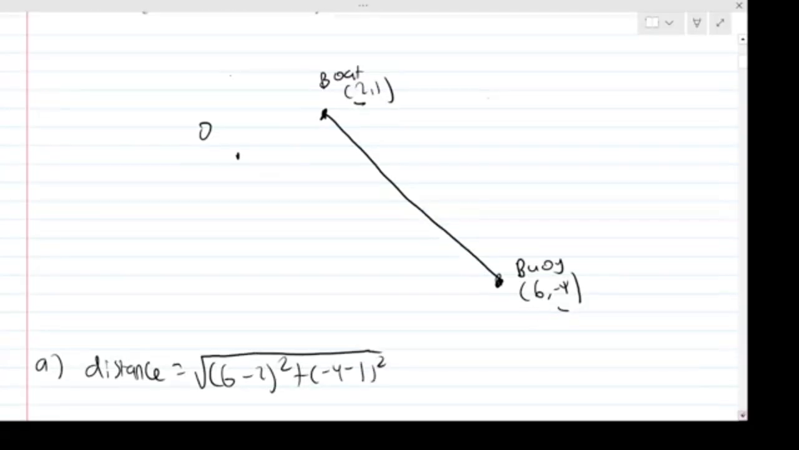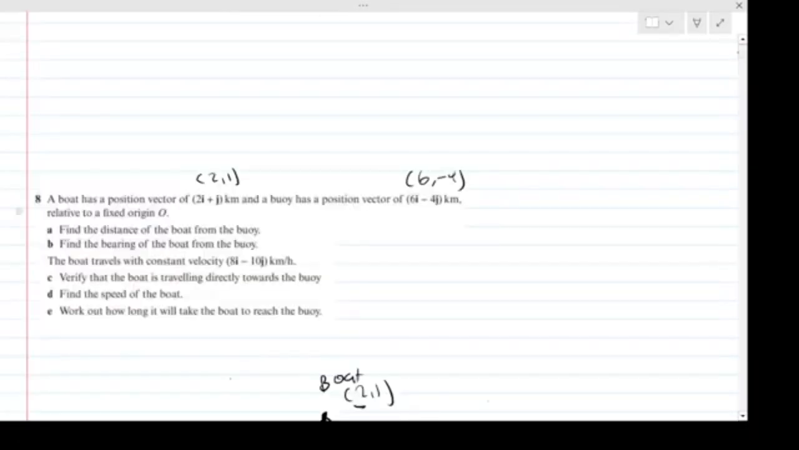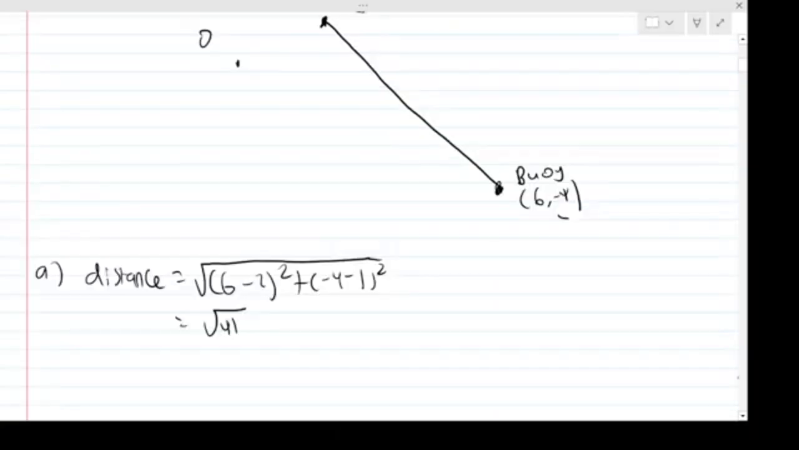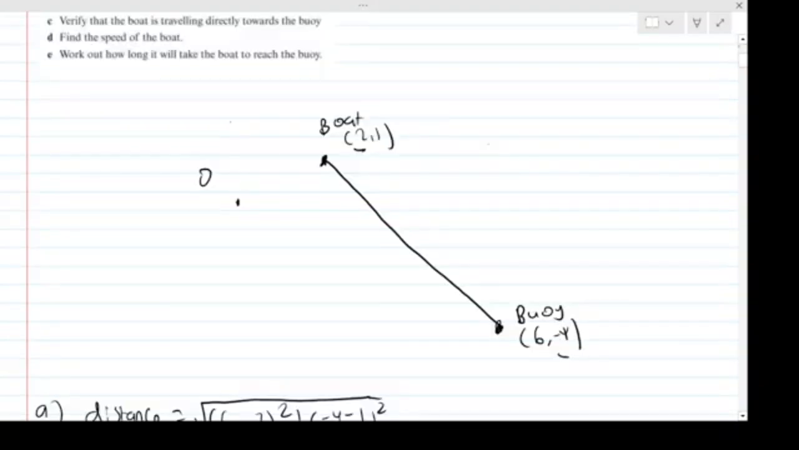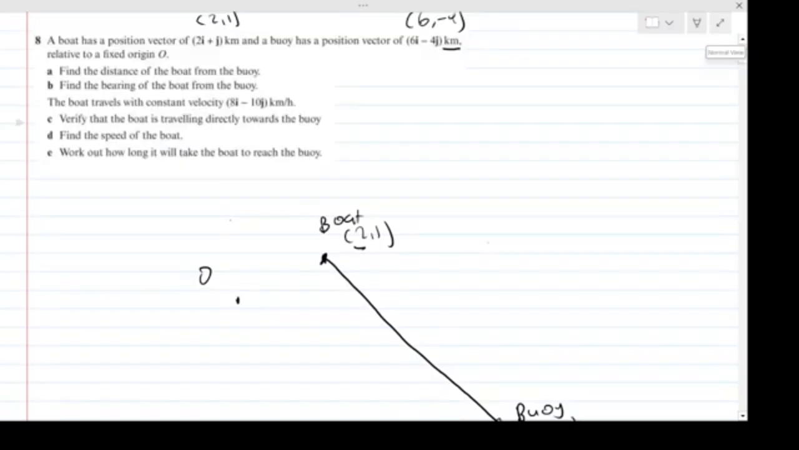Then if we put that in a calculator, we get root 41, okay? And the units are in kilometers, okay? Cool. Right, and then part B says to find the bearing of the boat from the buoy.